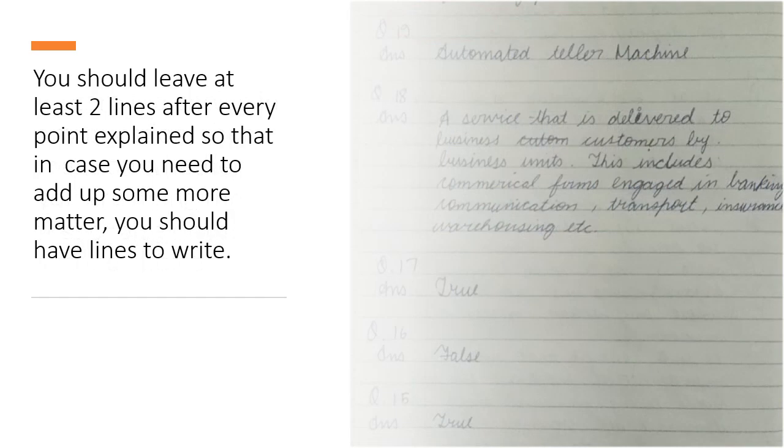Next important thing is remember that at least you leave 2 lines after every heading that has been explained. Even if you are sure that explanation is all done, still you need to leave lines. Why? I'll tell you the reason. The reason behind this is that by chance, you feel like adding some more matter. You have written, but you feel like 1 or 2 sentences can also be added. Or maybe something has been written wrong, you need to write it again. So you need space. If you leave lines, you are going to get enough space to write.